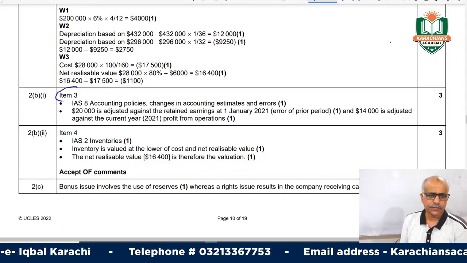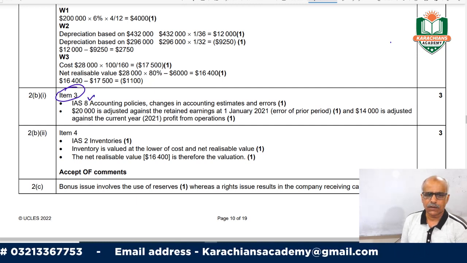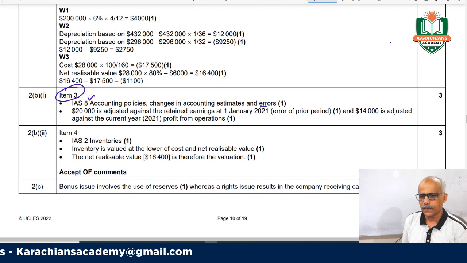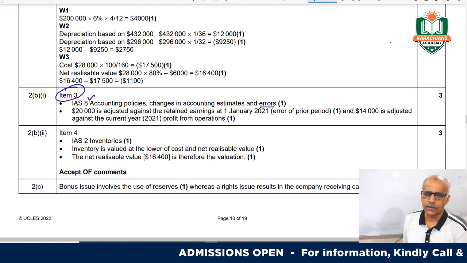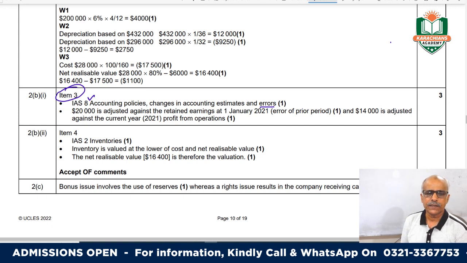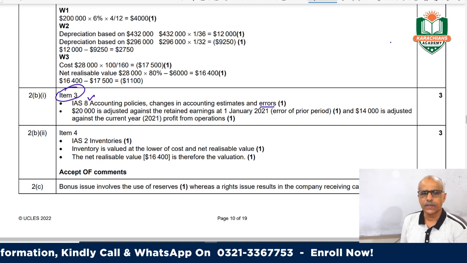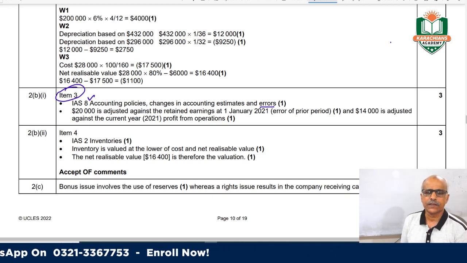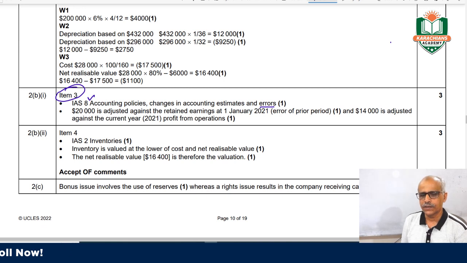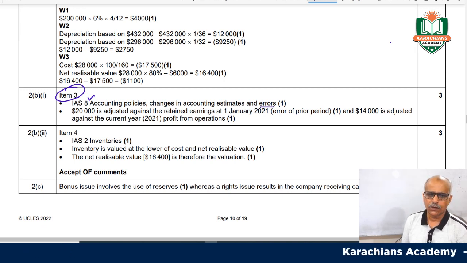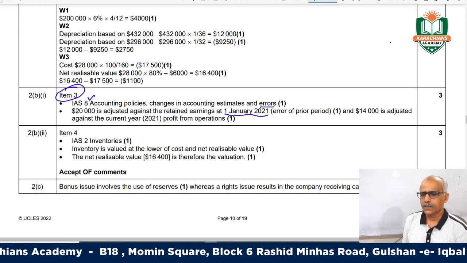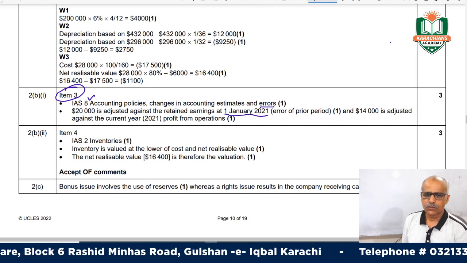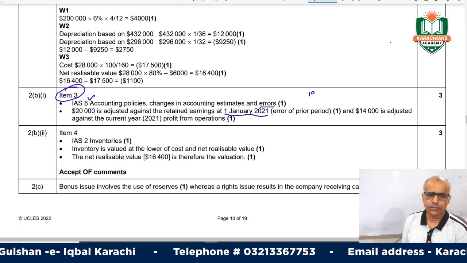In item number 3, accounting standard 8, accounting policies, changes in accounting estimates and errors, because here an error has taken place. So this will be treated under IAS 8. And what will happen? This 20,000, the depreciation which was overcharged last year, will be adjusted against the retained earning. This is a prior year adjustment. So 20,000 is adjusted against the retained earning at 31st. Whatever the retained earning is there, the retained earning was, I think, 192,000.